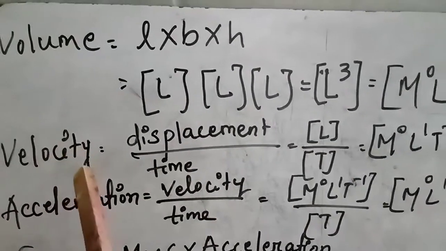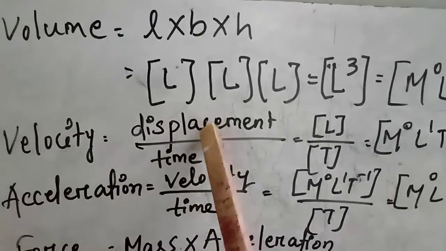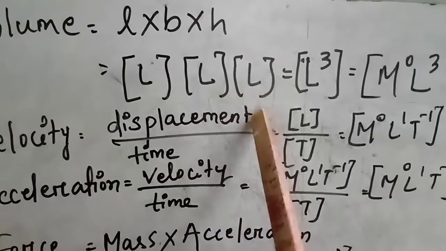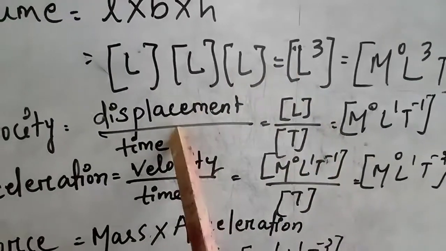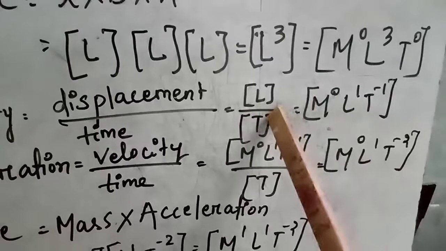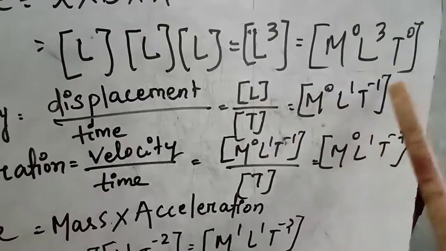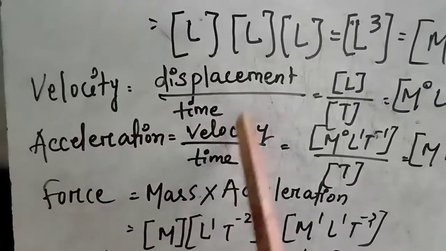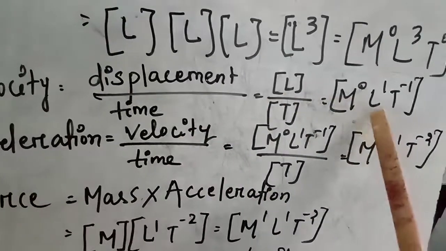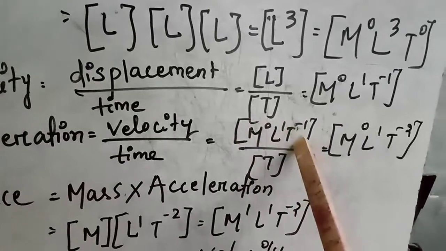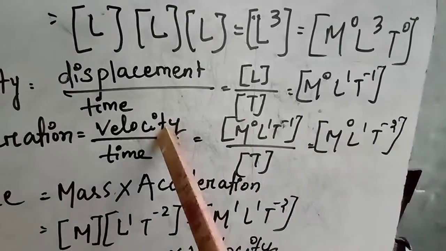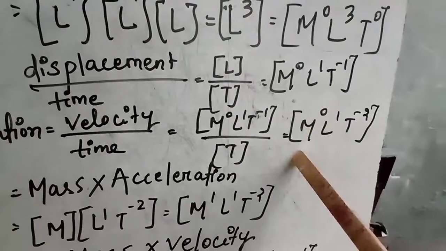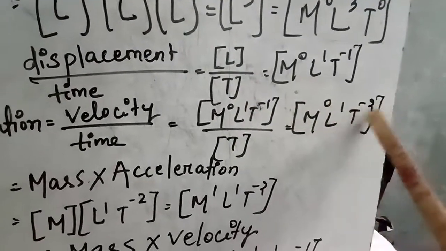Like this, you can also determine that of velocity, that is displacement by time. Displacement is a distance, okay, so that is why I have written L here. Time is T, so M0 L1 T to the power minus 1. Okay, then for acceleration, velocity's dimensional formula is this. So we write it again here, and divided by time, so divided by T. So its dimensional formula is M0 L1 T minus 2.